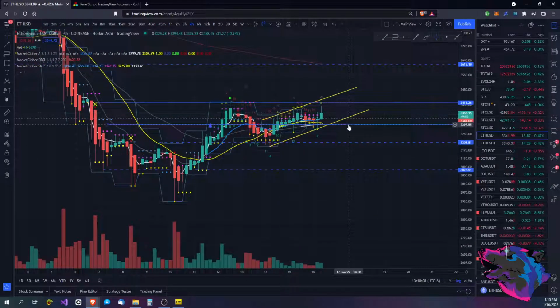Let's see, we got these two lines. You know, a little bit there. This one, it's there. You don't see it quite as much on the SR. This line up here, yeah, we got some resistance.